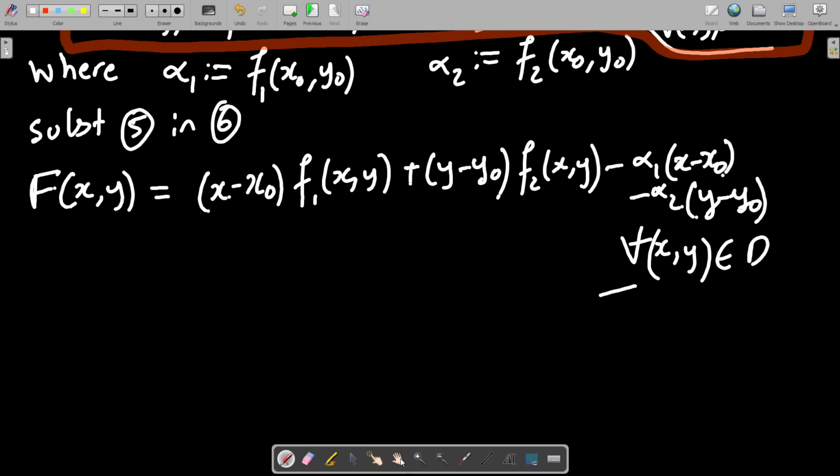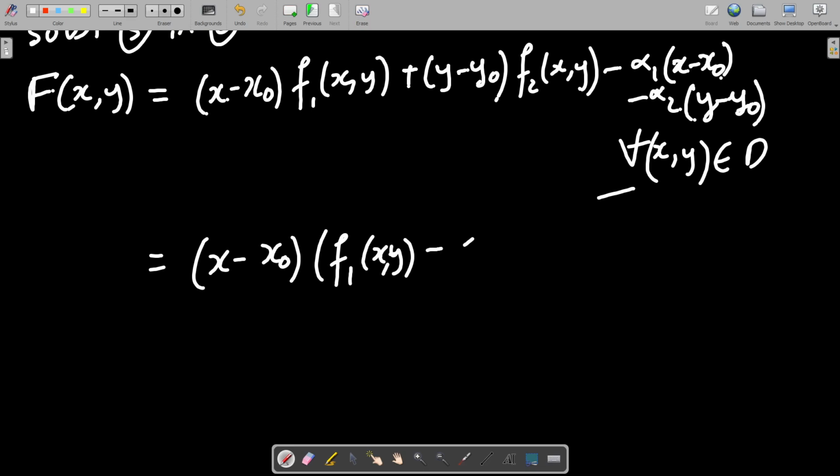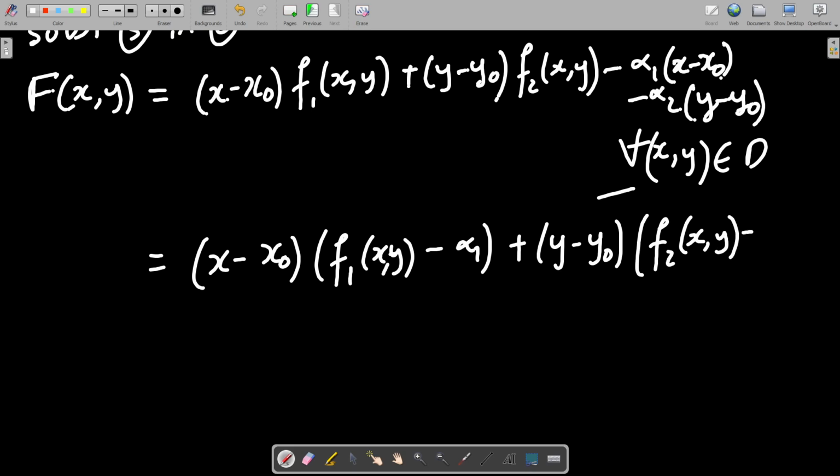Okay, so we'll simplify this expression a little more. You can see that we can take out x minus x naught common. So write down x minus x naught common. What we'll be having there is xy minus alpha 1 plus y minus y naught, f2 of xy minus alpha 2.